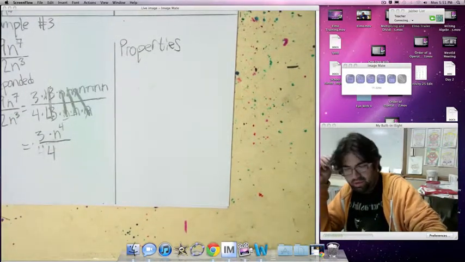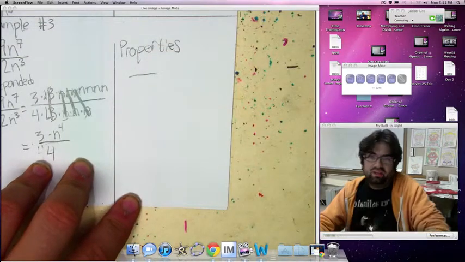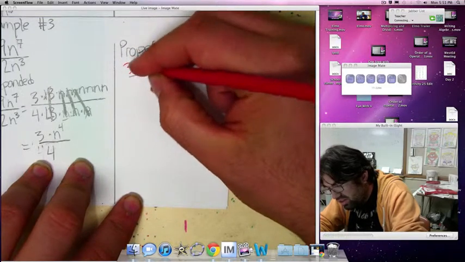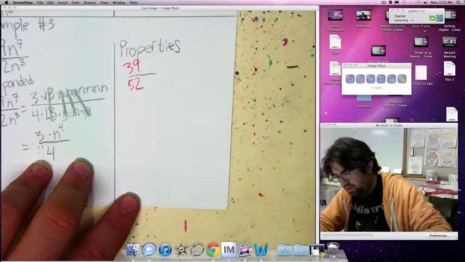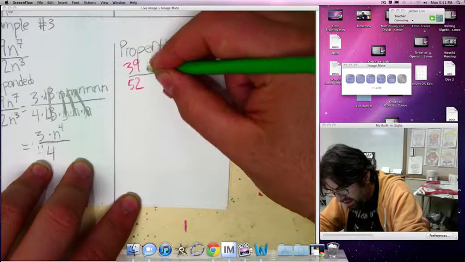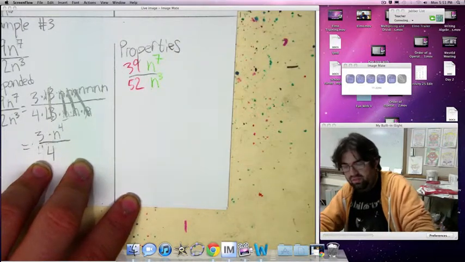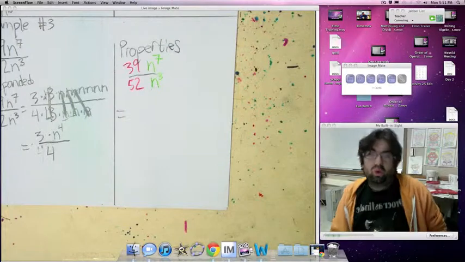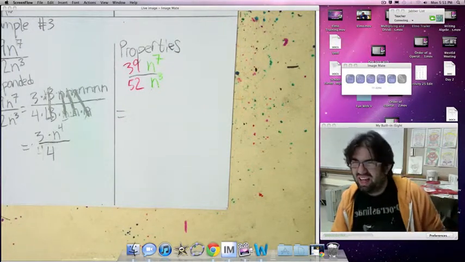All right, here we go. I don't know, I feel like the divide should be in pencil. We got 39 is a coefficient and 52 is a coefficient. N to the 7th, n to the 3rd is equal to. So for these ones, you don't have to really rearrange too much because they usually line up.